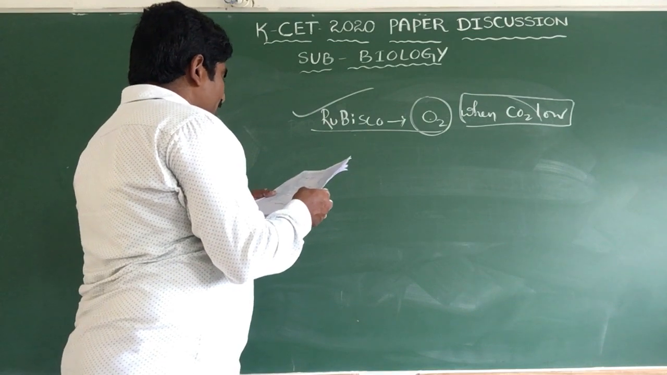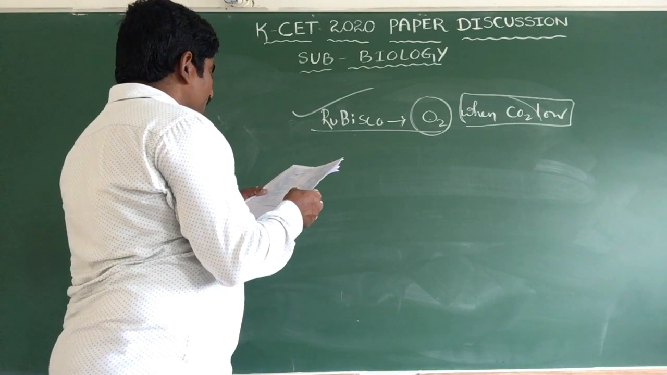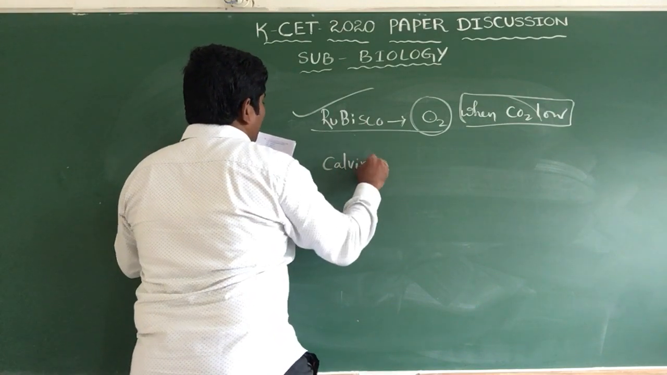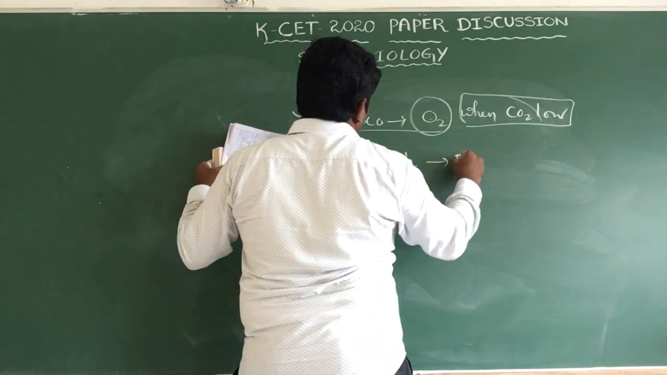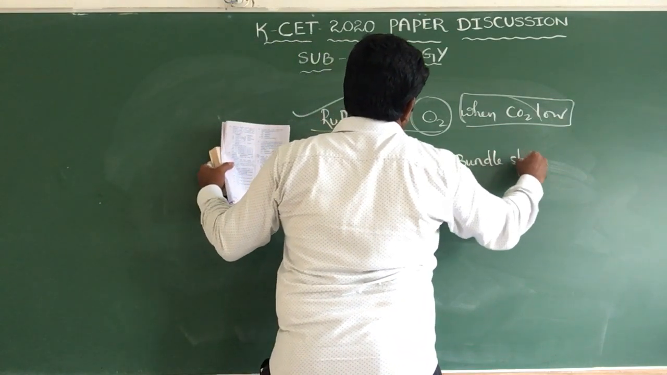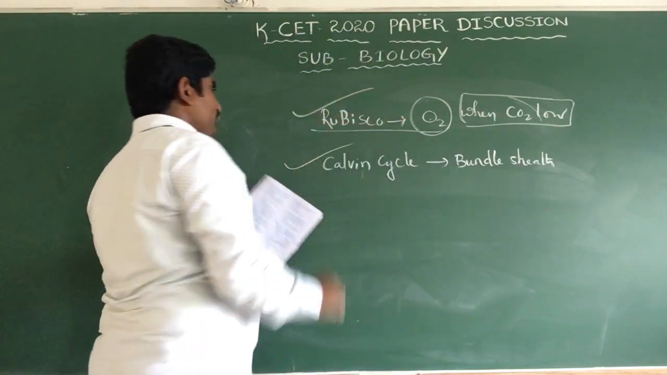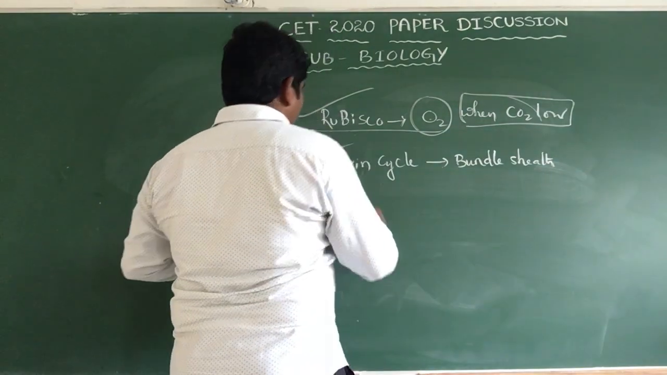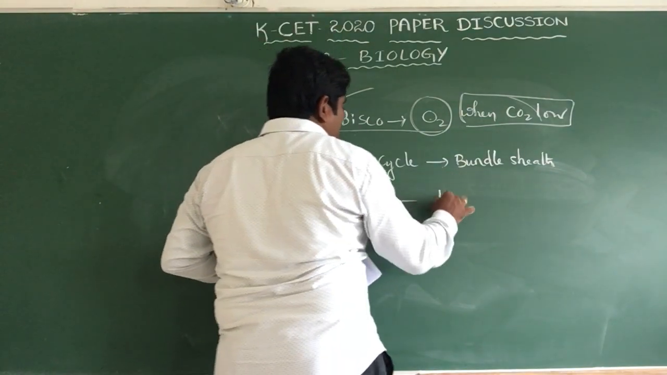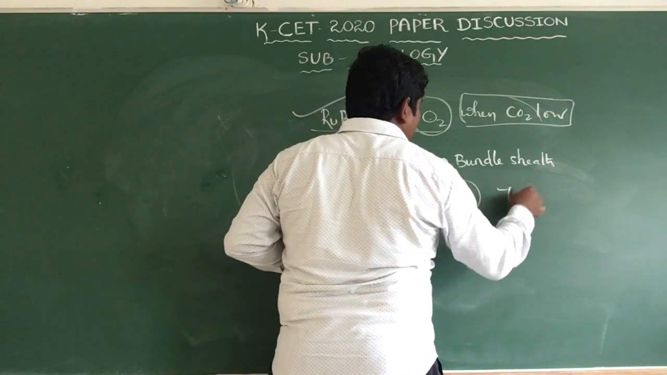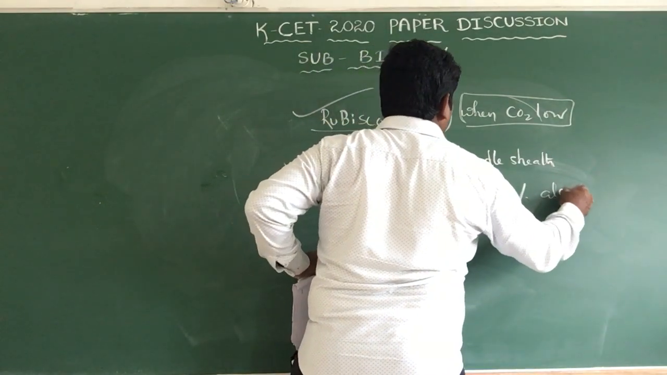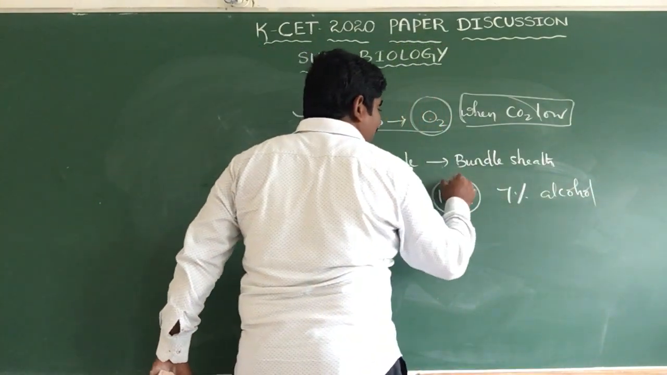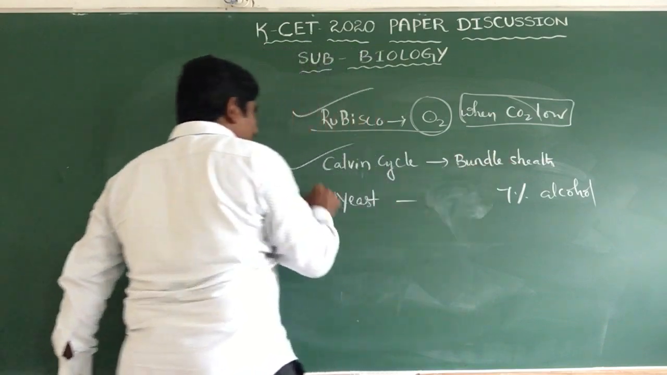Next, the statement is that the Calvin pathway occurs in the chloroplasts of bundle sheath cells of C4 plants. We have discussed already that the Calvin cycle occurs in bundle sheath cells of C4 plants. This statement is also right. The third statement is about yeast. Yeast will die at 13% alcohol. But what they have given is 7% alcohol. At 7% alcohol, yeast will not die; at 13% it will die. This is the right fact, but they have given it like this, so this statement is wrong.